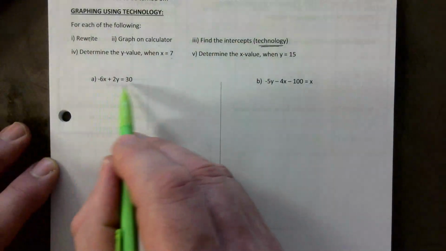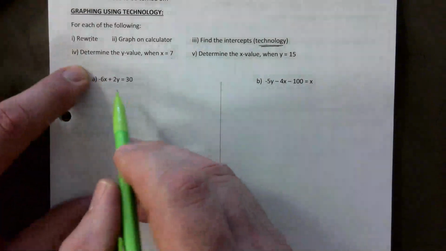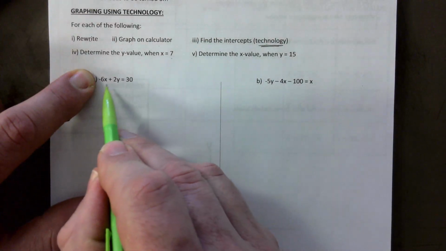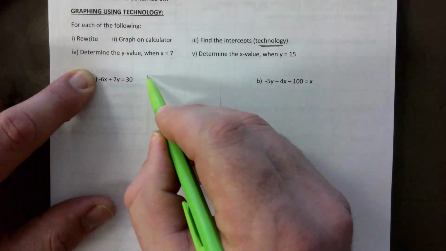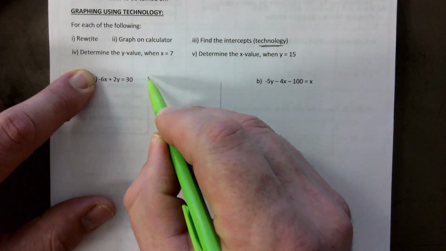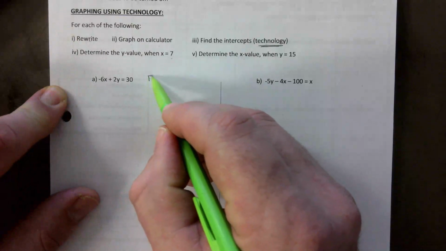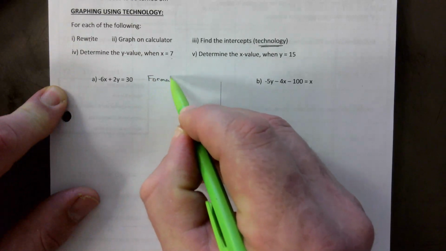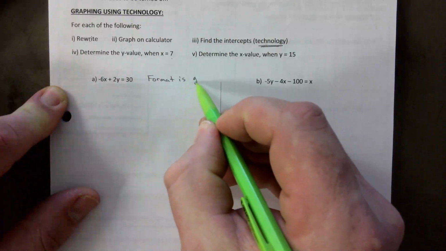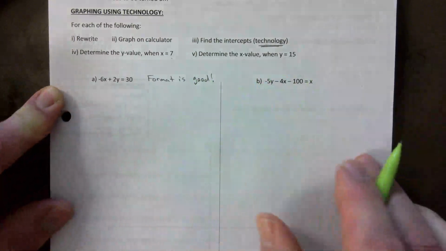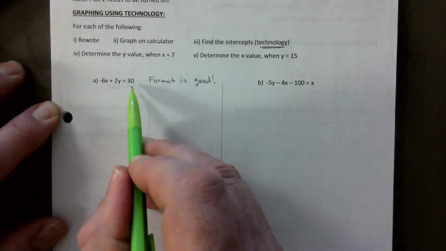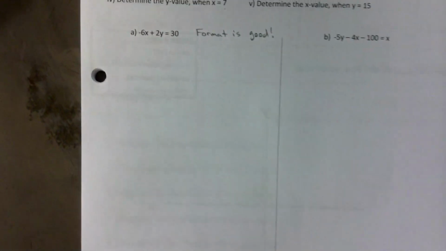So let's go ahead and do that. Okay. So for this equation right here, it's already the way we want it. Format is good. I just want to make a note for you. Format is good. Okay. I want the variables on one side, the number on the other side. We're good. Let me zoom into that side for now because we're going to spend some time there.